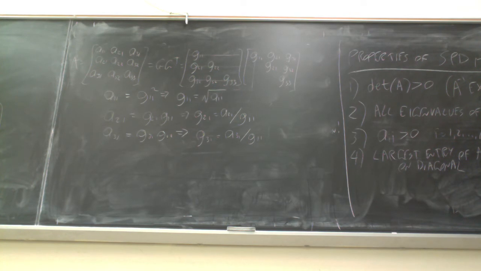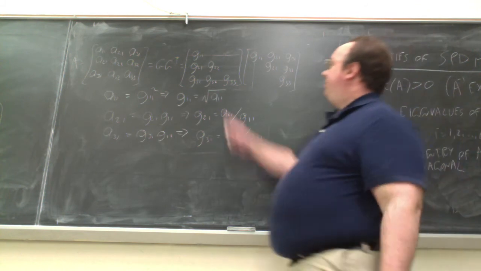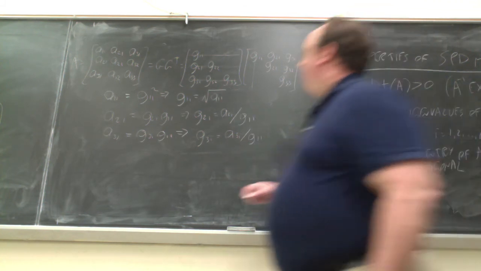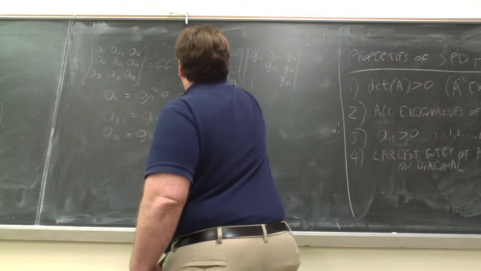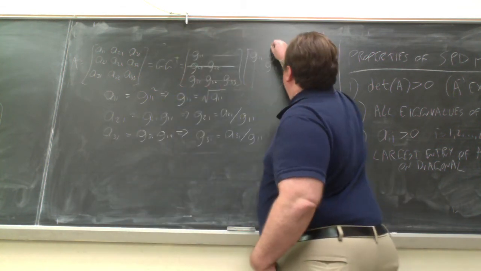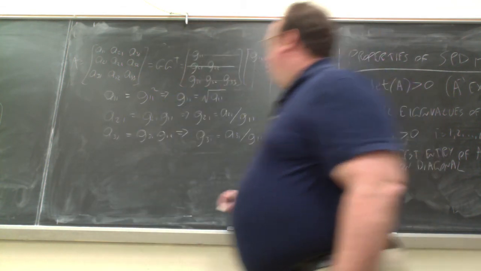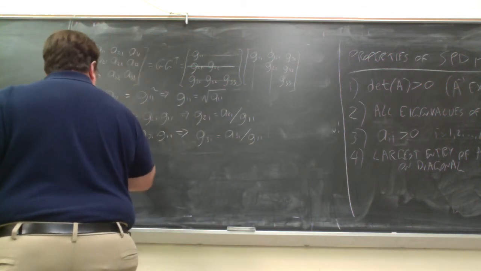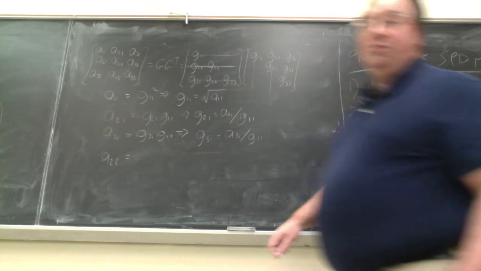Now to get the second column, we just need G22 and G32, so we're going to focus on the 2-2 entries. So now I go across the second row, down the second column. So the expressions get a little more complicated this time. So what is A22?